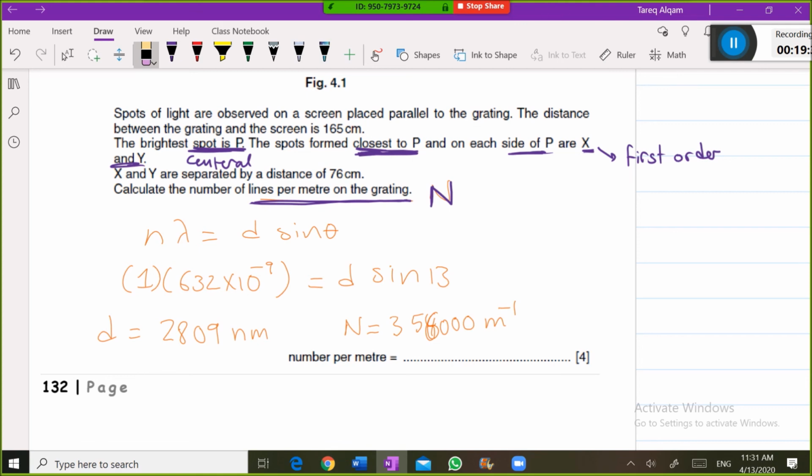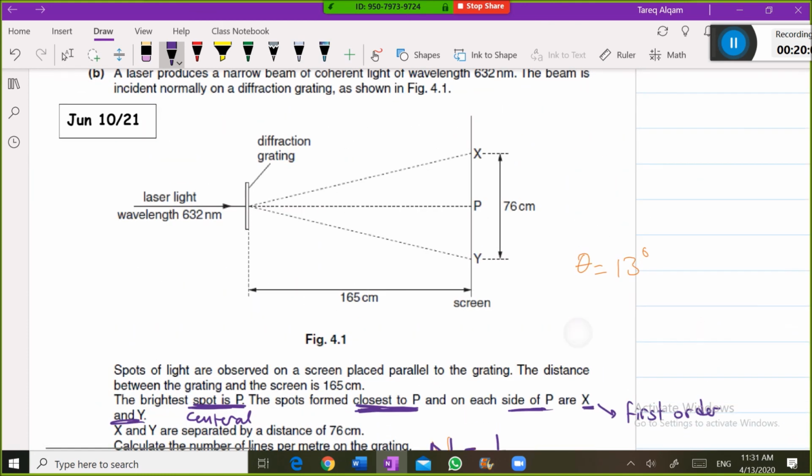Okay, guys. So here I have to start with this equation, n lambda equals d sine theta, because in order to find N, I have to find d, because N capital is 1 over d. Right? N capital is 1 over d. Since we are given the first order, we substitute 1. Here, wavelength is given. We have to find d. Look how I found the angle. Guys, this is the angle of diffraction.